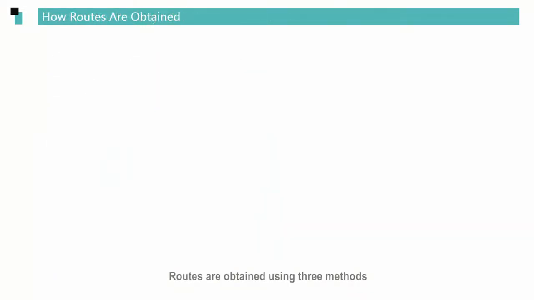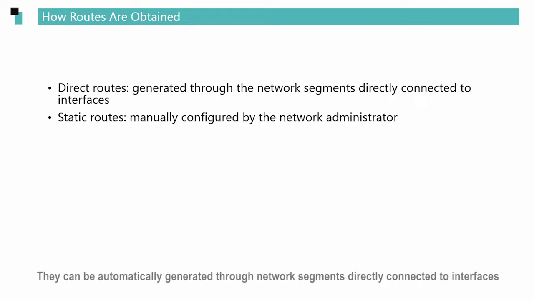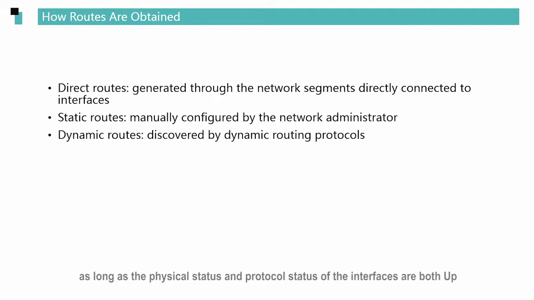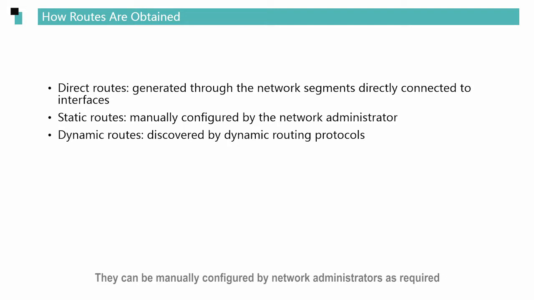Routes are obtained using three methods. They can be automatically generated through network segments directly connected to interfaces, as long as the physical status and protocol status of the interfaces are both up. They can be manually configured by network administrators as required. They can be discovered by dynamic routing protocols.